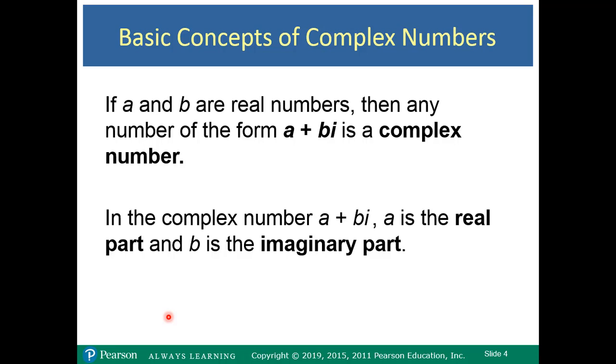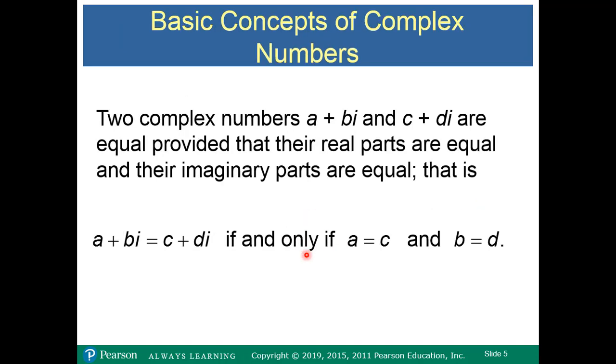Now, if a and b are both real numbers, then any number of the form a plus bi is a complex number. That means any real number is also a complex number. We could have a equal to 0, and then we just have the imaginary number, or we could have b equal to 0, and then a is just the real part. Every complex number has a real part, a, and an imaginary part, b.